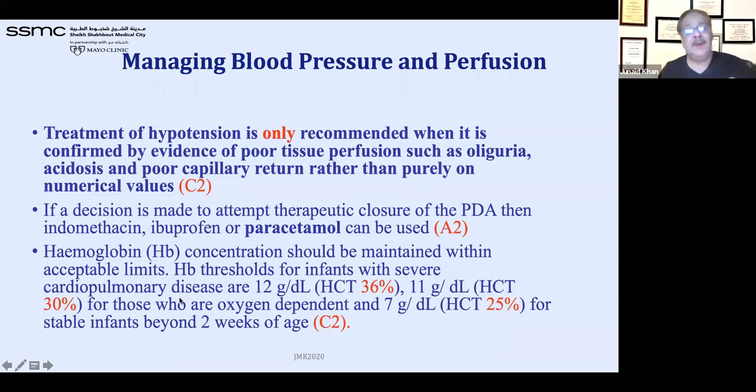Another important thing about the hemoglobin: if the baby is cardiopulmonary compromised, then 36% hematocrit is okay. Below that, you should transfuse. If the baby is requiring oxygen, we can tolerate up to 30% hematocrit. If the baby is fine, we can tolerate up to 25% hematocrit, which is 7 gram per deciliter. So we are not transfusing the babies so often.